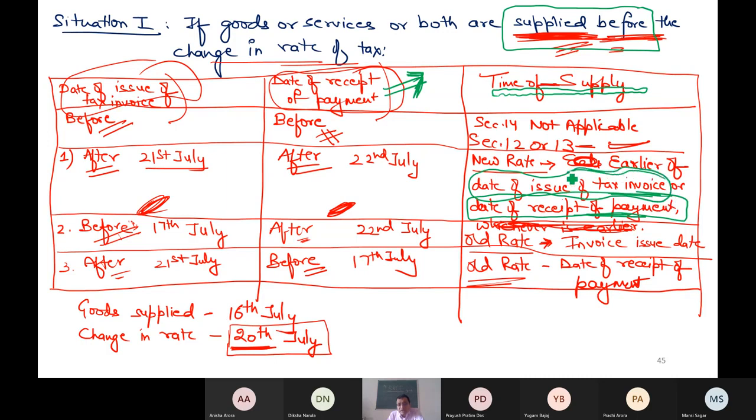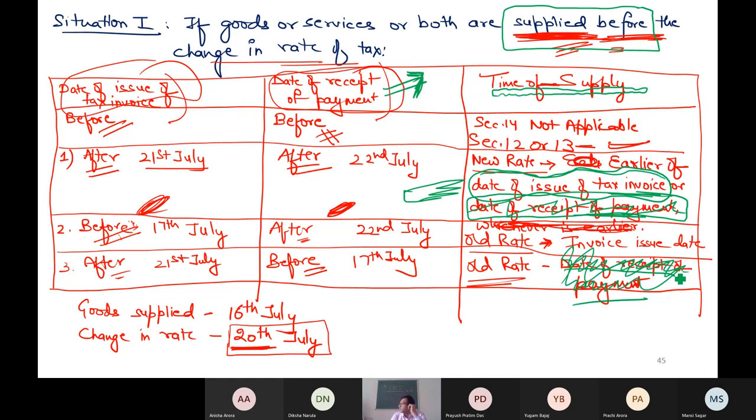Conceptually, originally in the Act section 14 says this is the answer. But when you read the notification, it says that no, date of receipt of payment will not be applicable in case it is a supply of goods, supplier is liable to pay the tax and not opting for composition levy scheme. Same case here also. In the third situation, answer is only date of receipt of payment. It will not be the answer as per that notification.